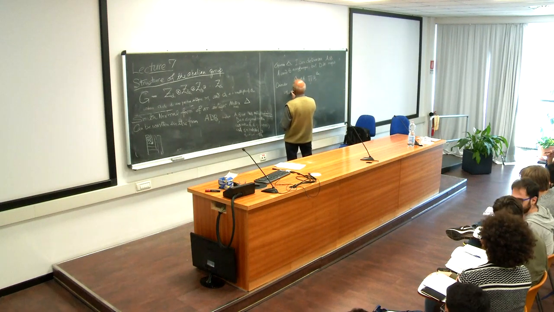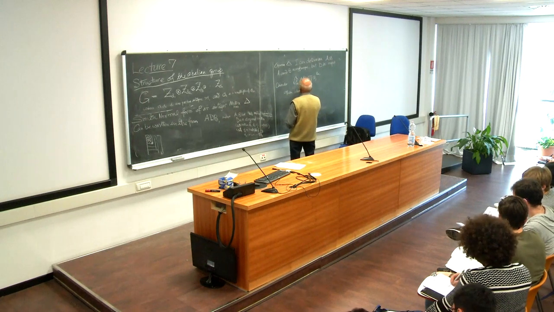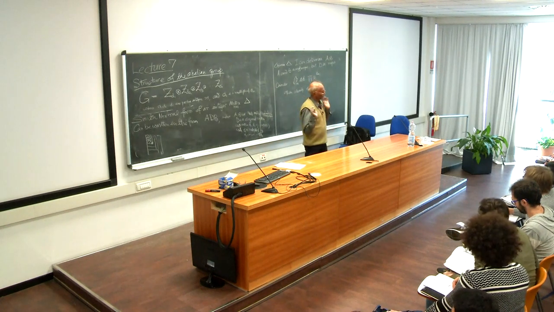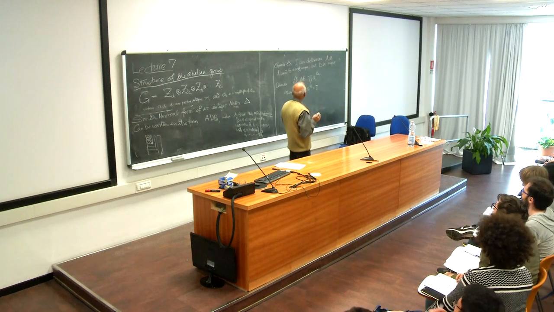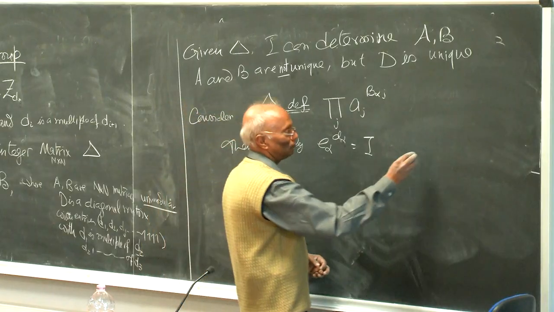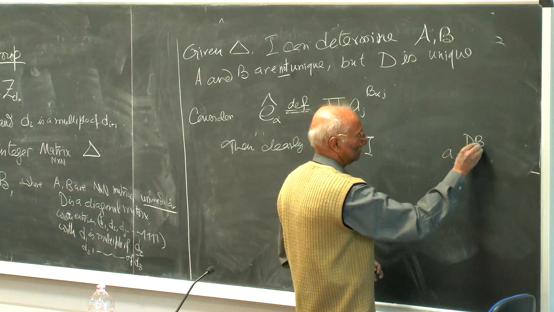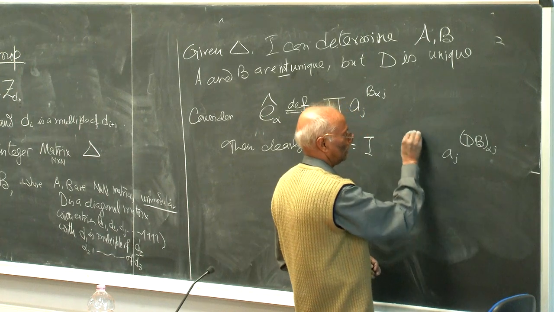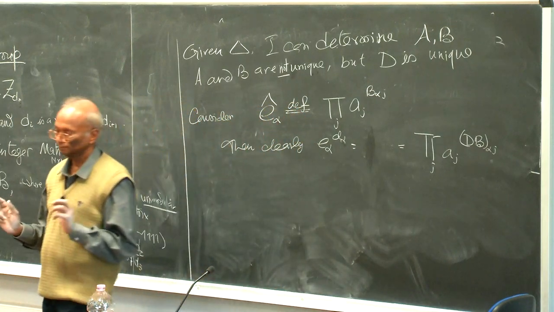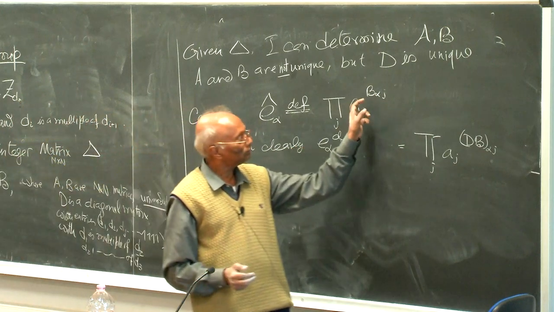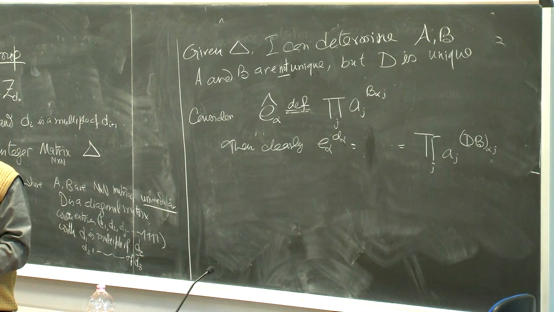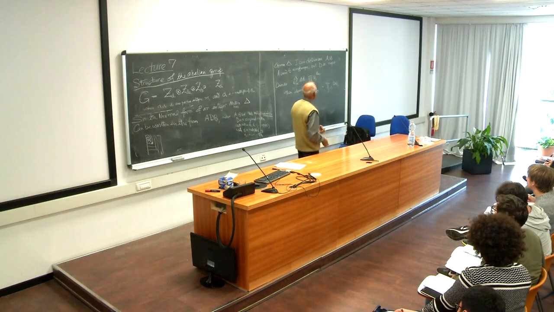Then clearly E alpha to the power D alpha is equal to identity. Okay? So what did I do? I raise it to power D. So A J to the power D B alpha J, product over J. This is equal to this. Okay, because D alpha multiplied to the power B gives you D B alpha, because D is a diagonal matrix by construction.